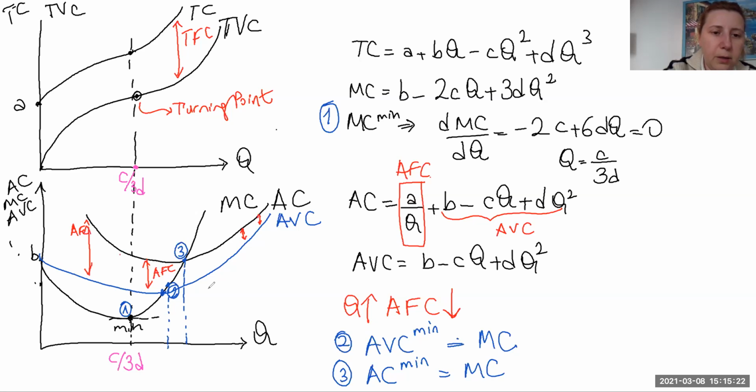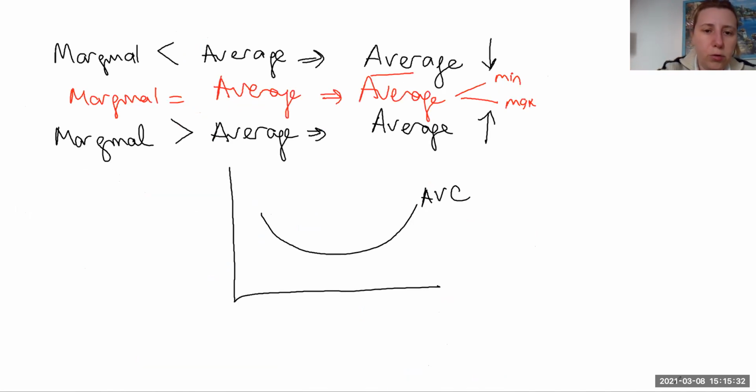Gittikçe aradaki fark küçülüyor. İşte 2 numaralı nokta. Tamam mıyız? Şimdi gelelim bu average variable cost da marginal cost. İkisi de U-shape. Şurası da kesişim noktası. Bunu böyle ikiye böldüm.